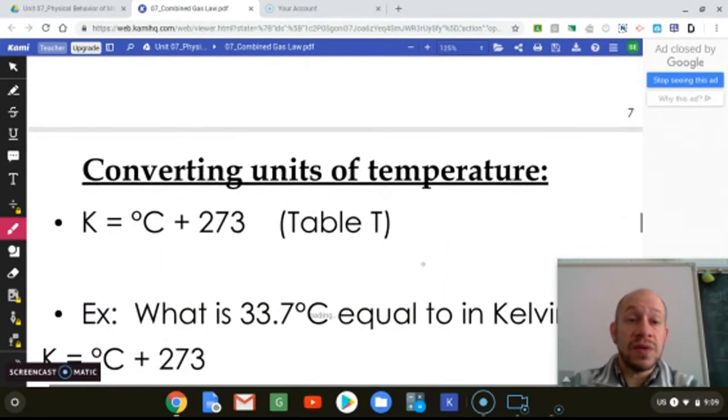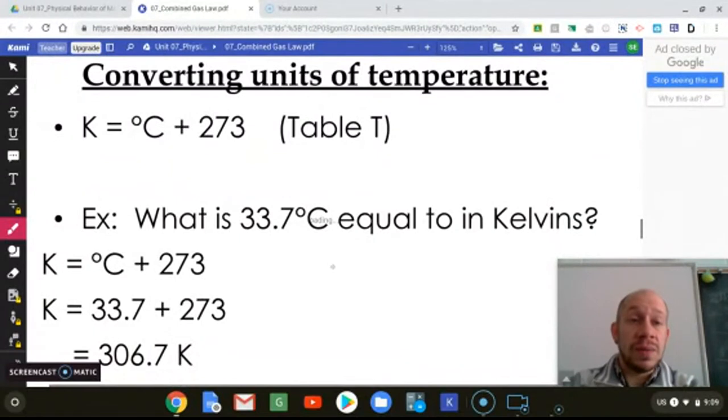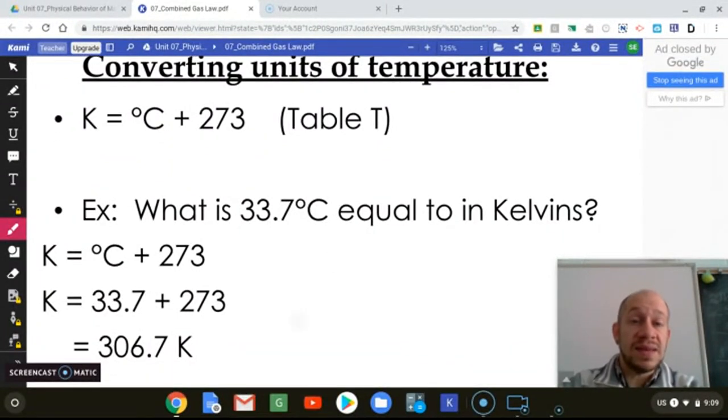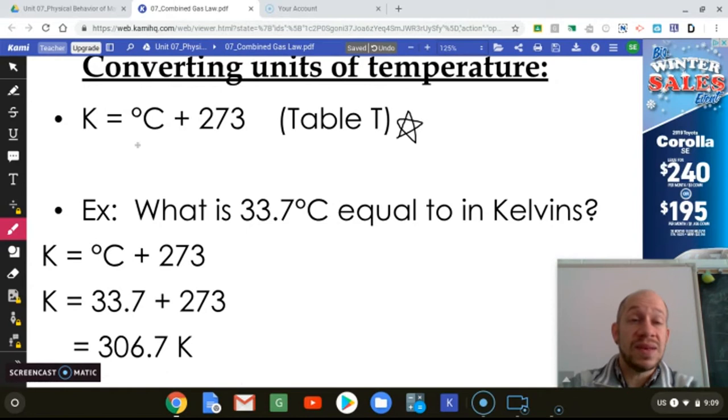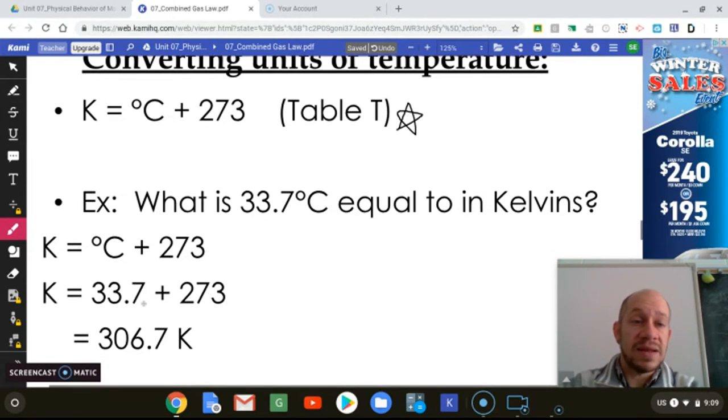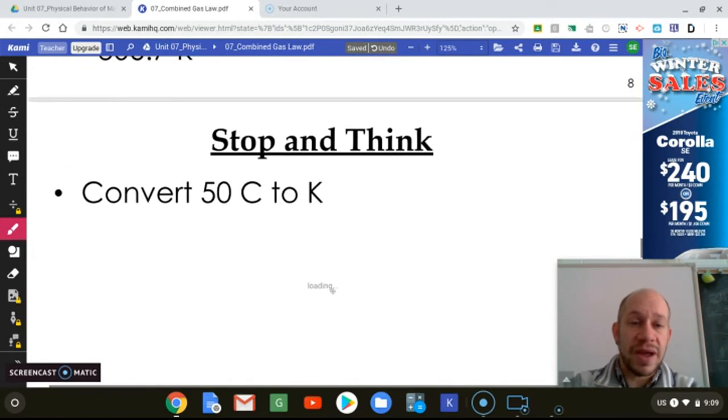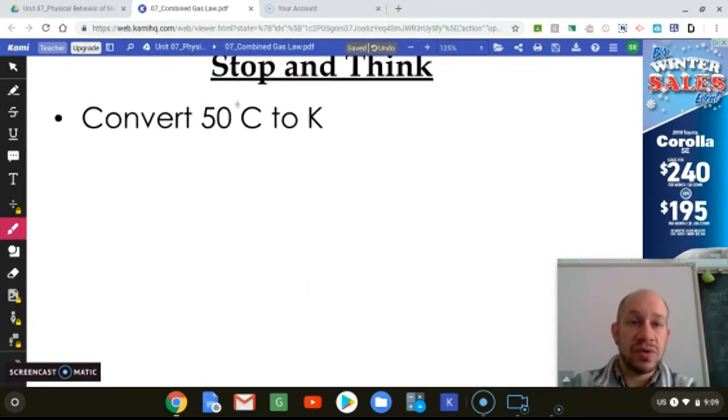Okay, and you also have to do the same thing for temperature. If I'm given something in Celsius, I need to put it back into Kelvin. You should recall how to do this from heat at the beginning of the year, Table T. K is equal to degrees Celsius plus 273. So if I have 33.7 degrees Celsius, how many Kelvins is that? I'll just plug that into my formula, and I get 306.7 Kelvin. So now you try that. Oh, they should have a degree symbol here.